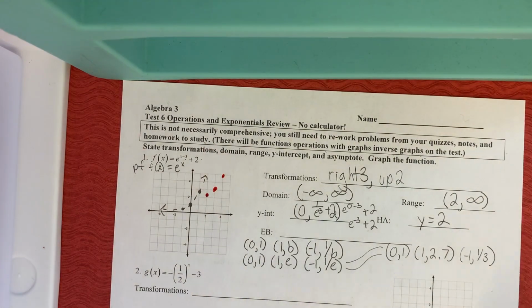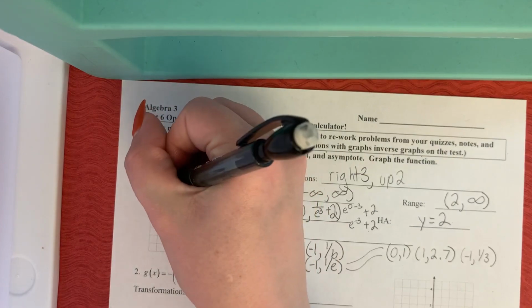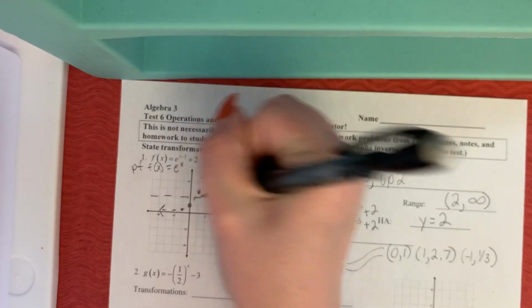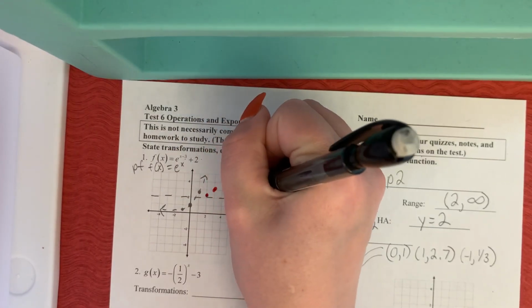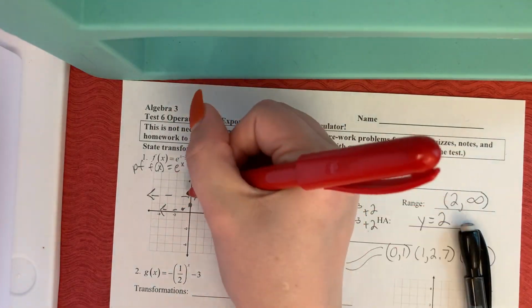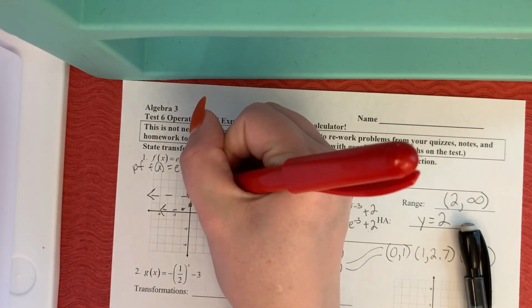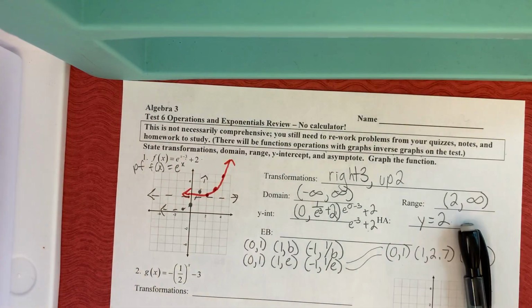Okay, and then I also need to remember that that horizontal asymptote is at y equals 2. So I cannot be crossing over the line y equals 2 for this final graph. So my graph needs to look something like this. It's approaching that asymptote, but not touching it. So that red is my final.